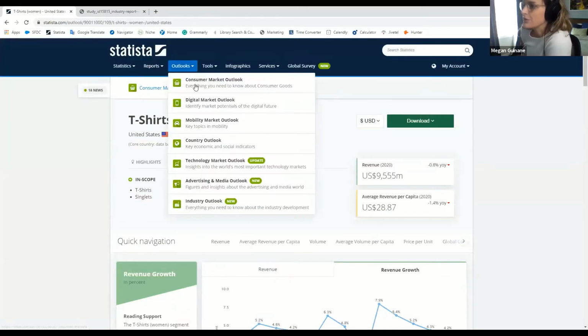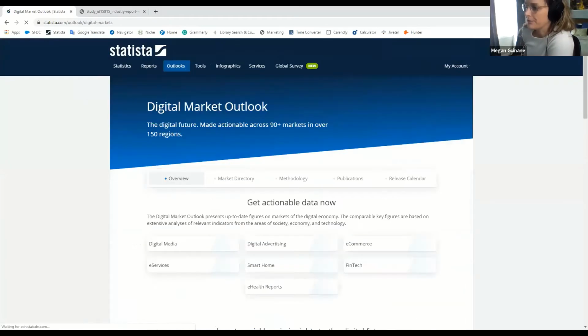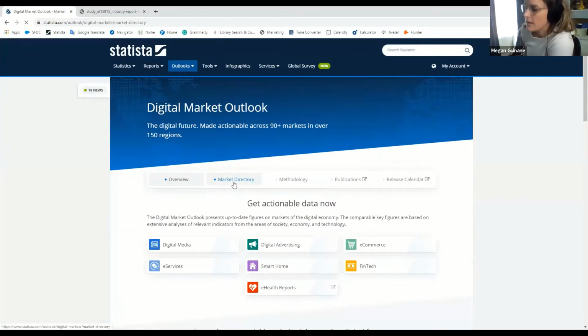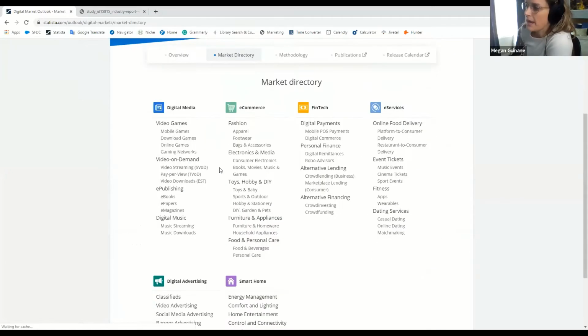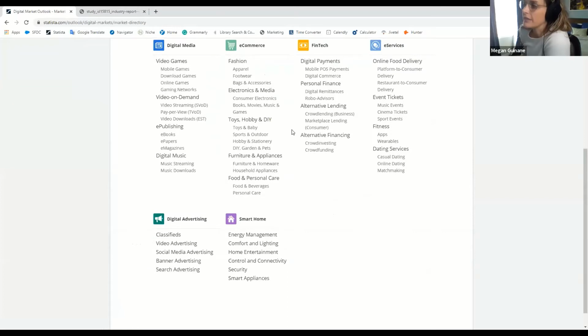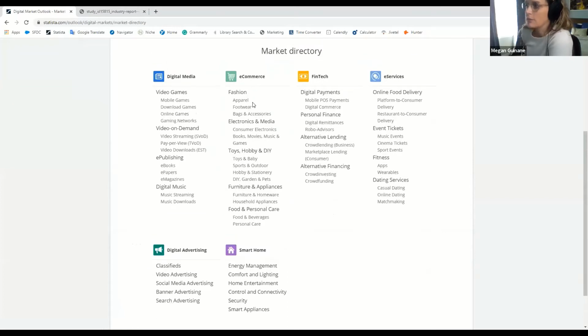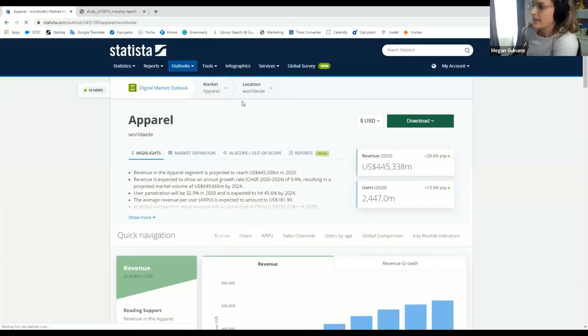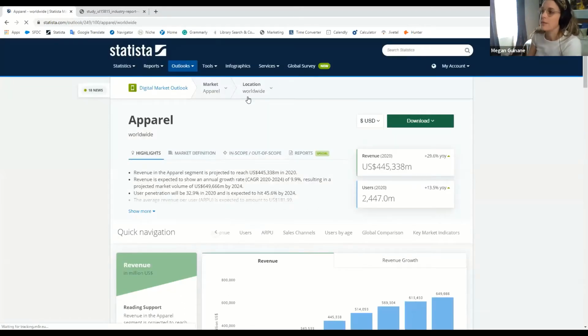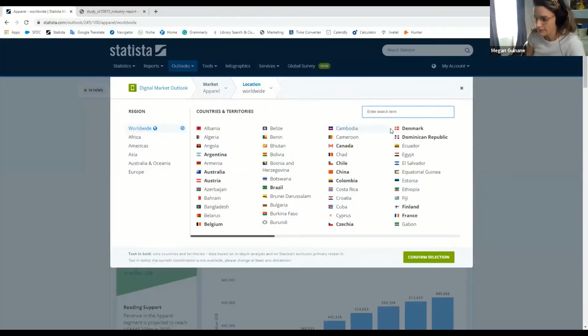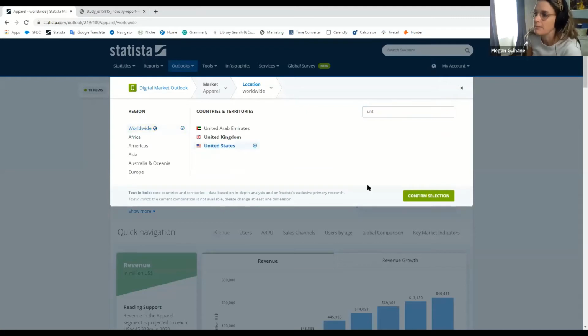And we're going to go into the digital market outlook. And sticking with apparel, we're going to go under the e-commerce, and we're just going to go into apparel. And again, this shows the apparel market on a worldwide scale, but if you just want the United States, you can just type that in.